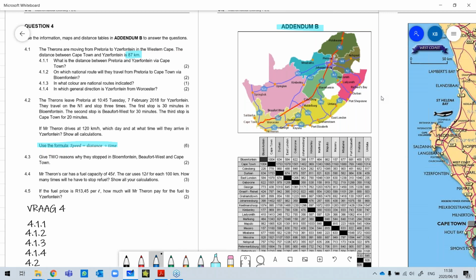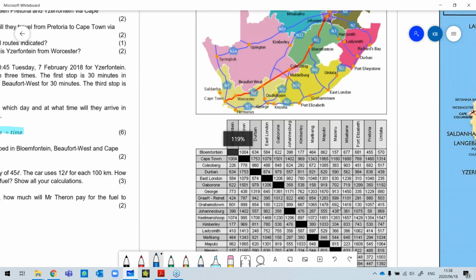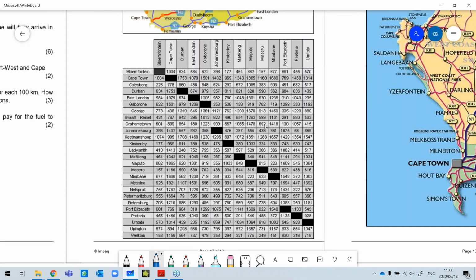So they gave us part of that information. From Cape Town to Eiserfontein is 87 kilometers. But then how far is it from Pretoria to Cape Town? Because remember, they are moving from Pretoria to Cape Town. So that is where we are going to make use of this distance table.